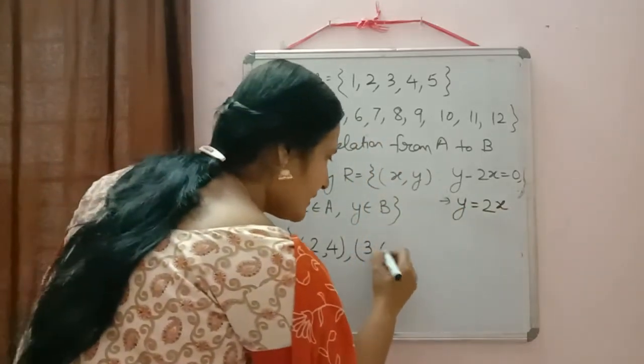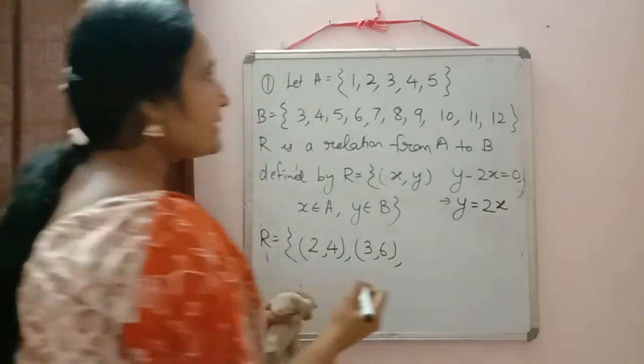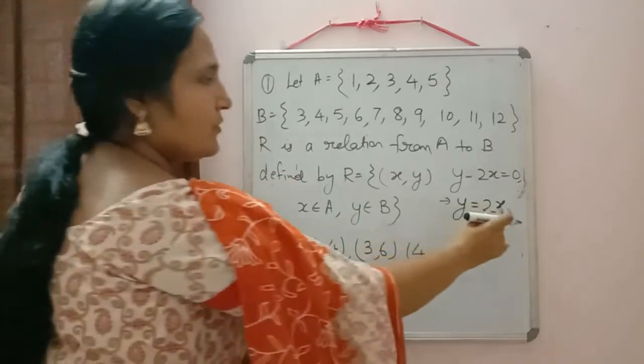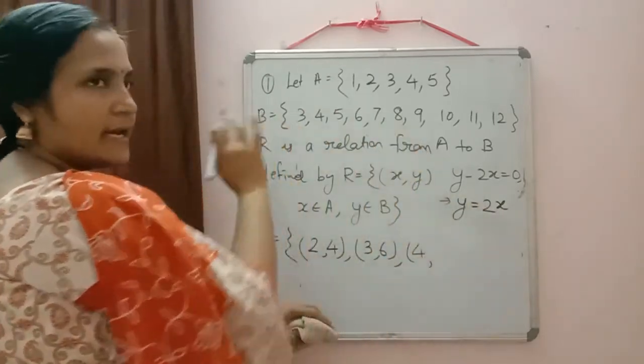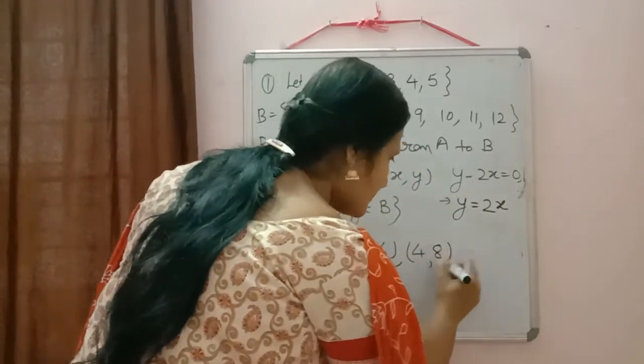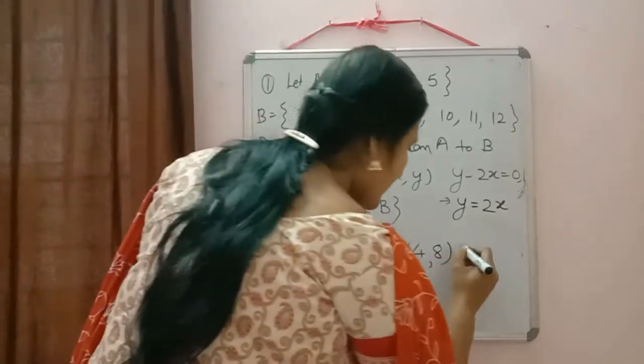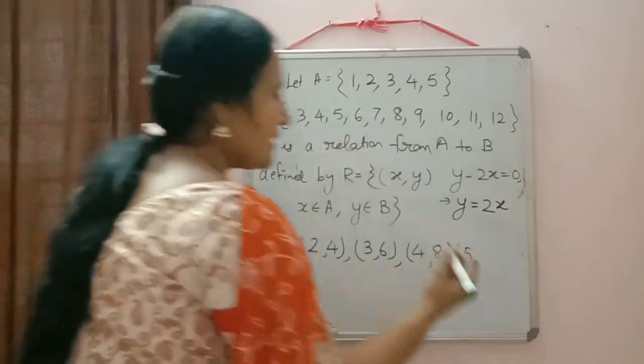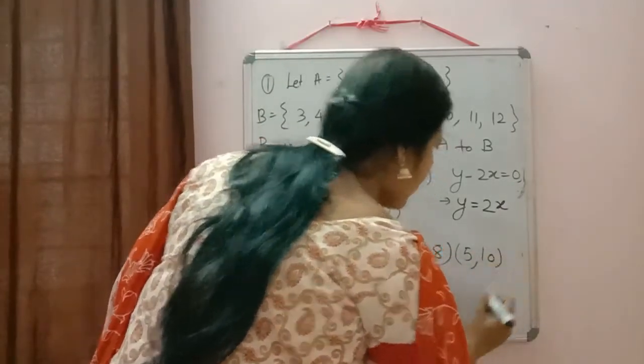So we can write 3, 6. Next substitute x is equal to 4. What will come? 4 into 2, 8. And 8 is there in B. So 4, 8 also we can write. Then x is equal to 5 and 5 2s are 10. 10 is there in B. So we will write 5 comma 10.